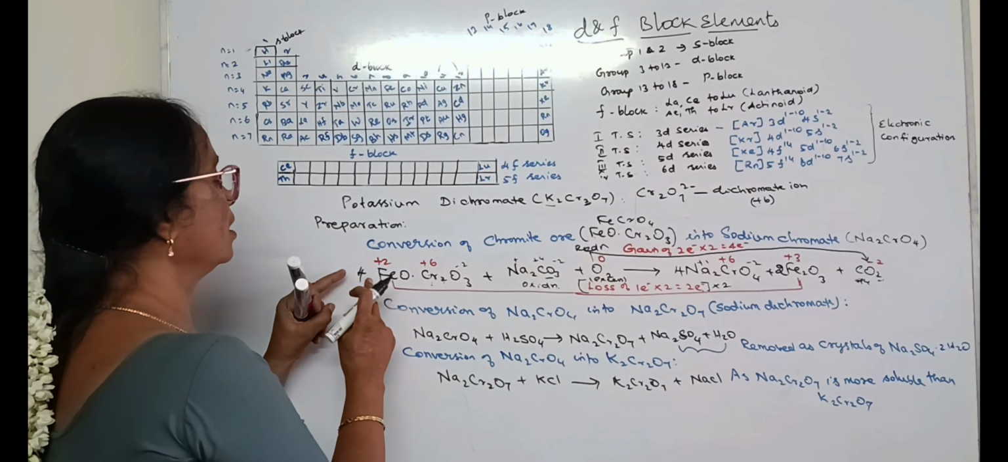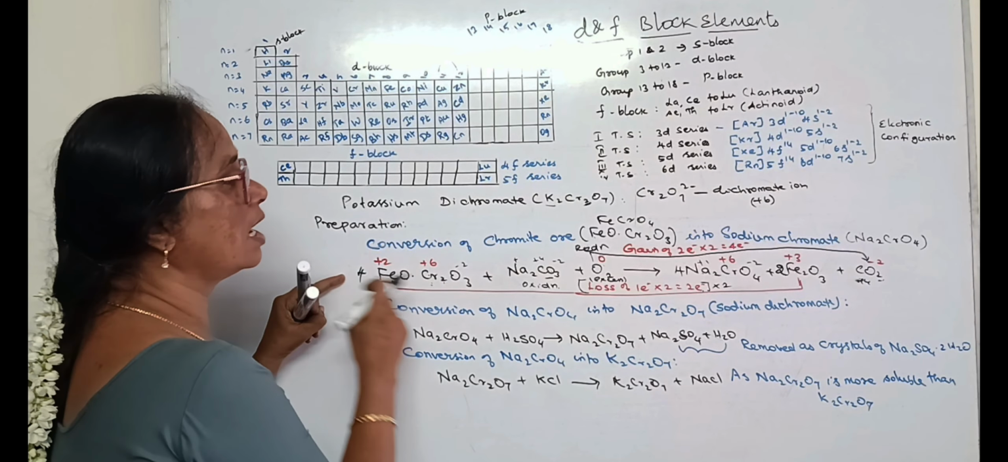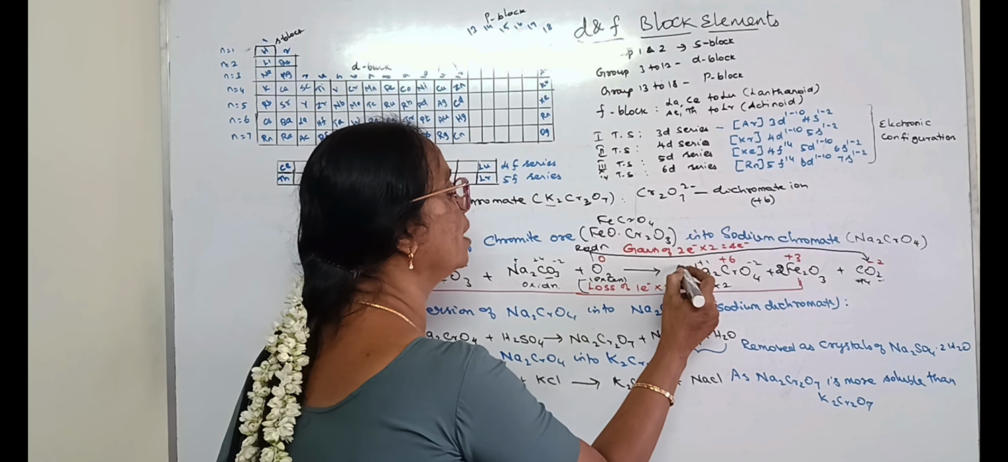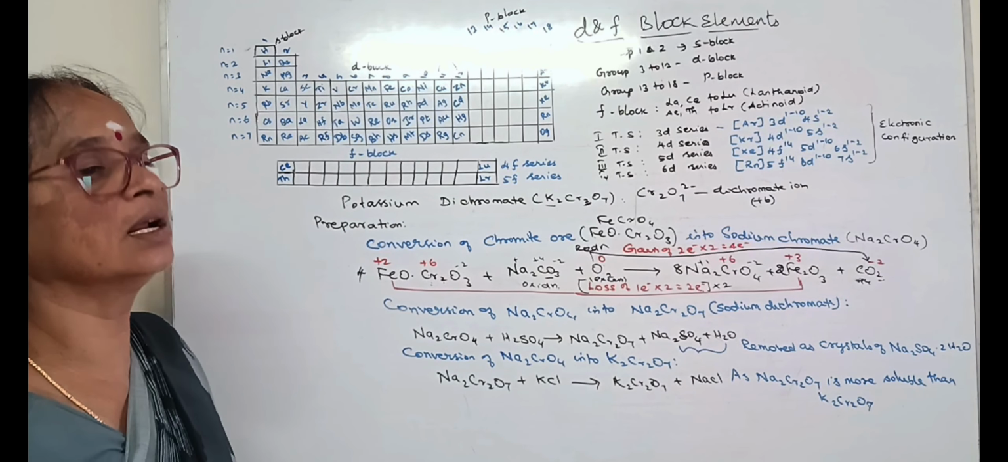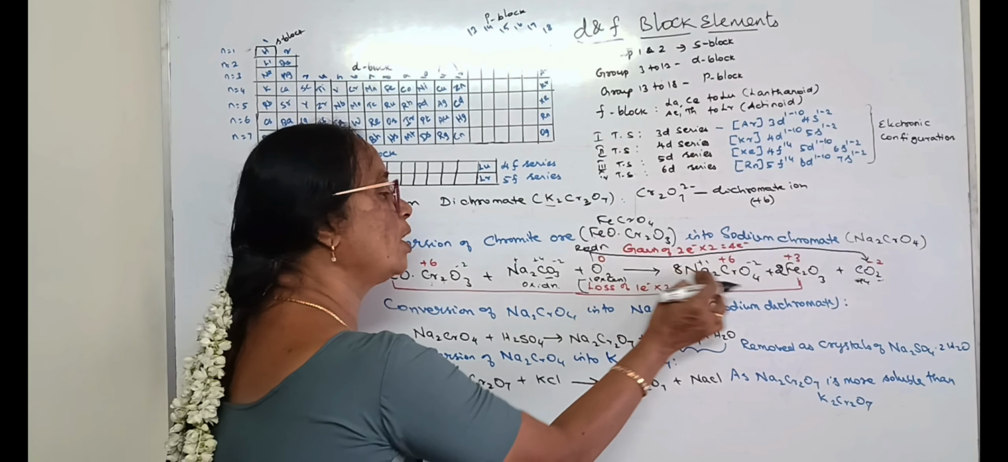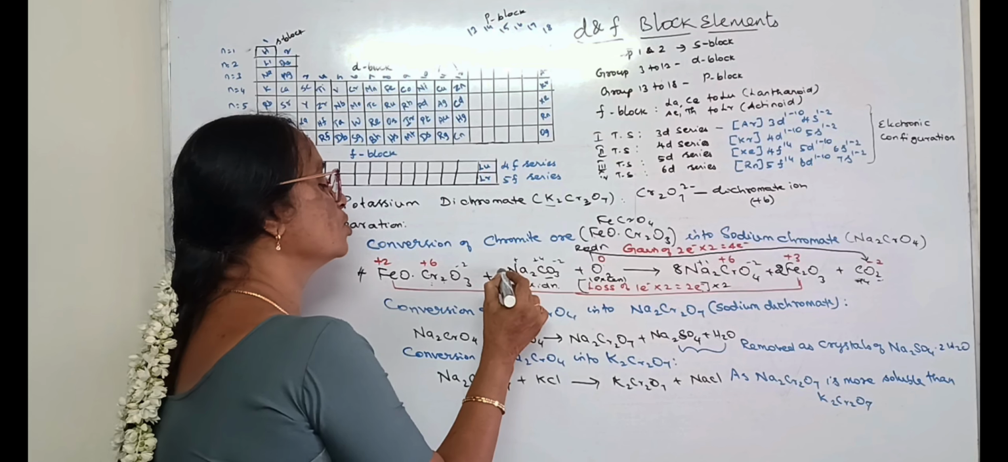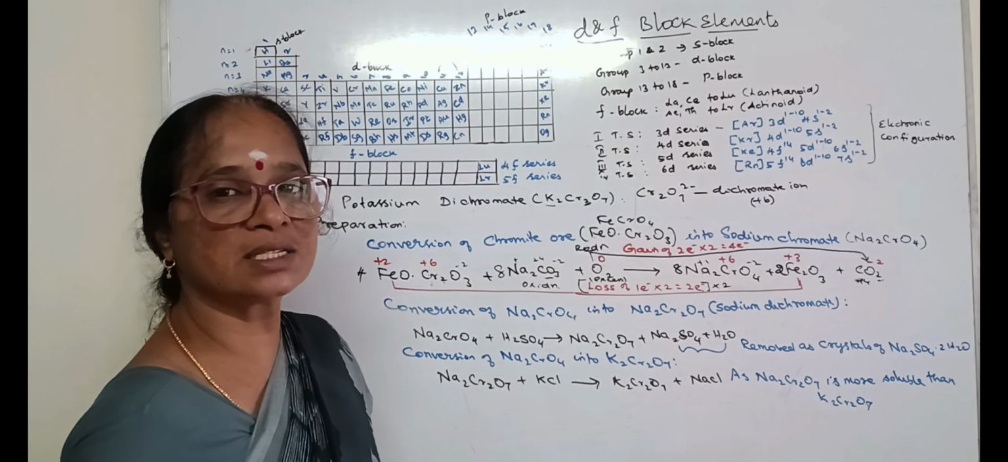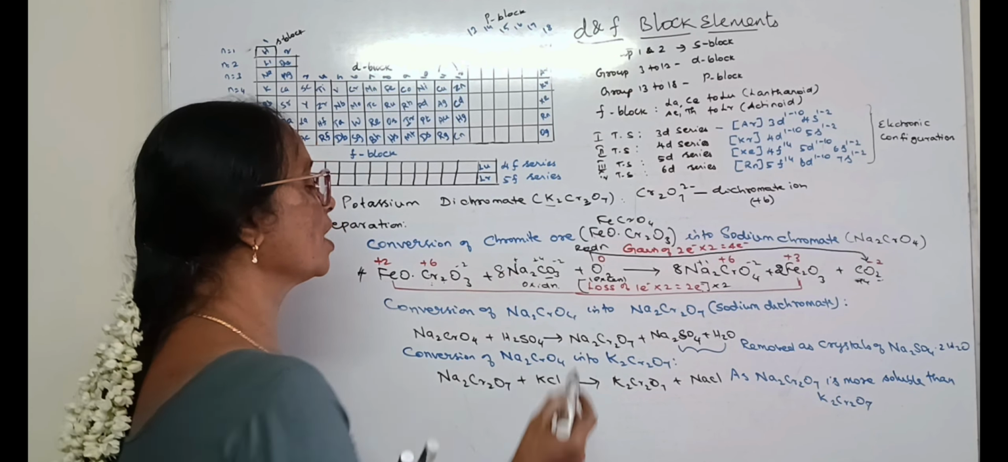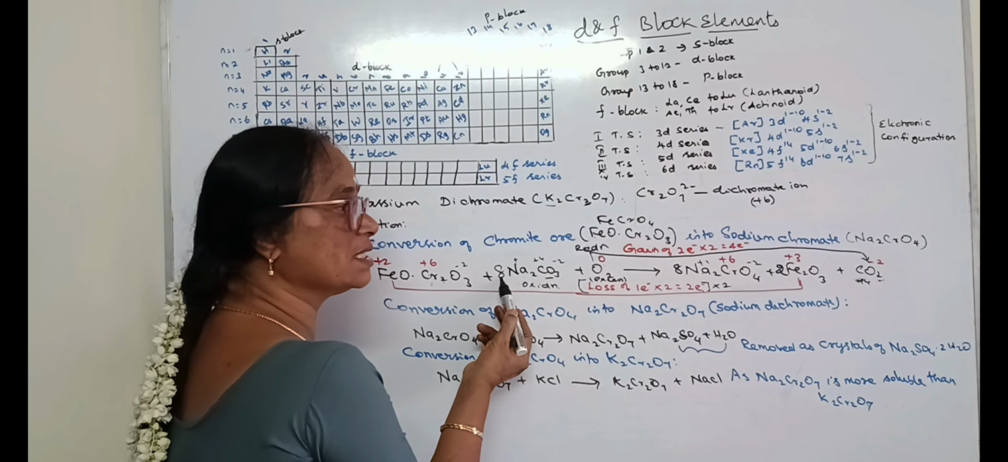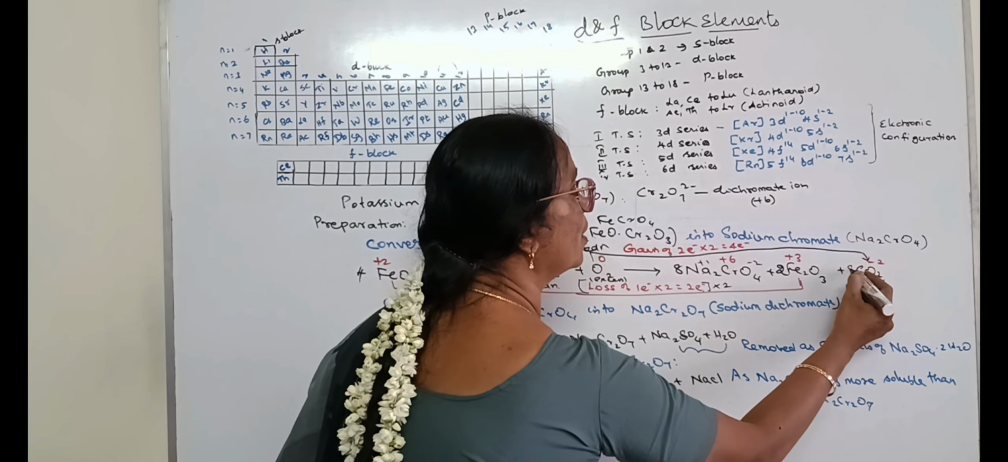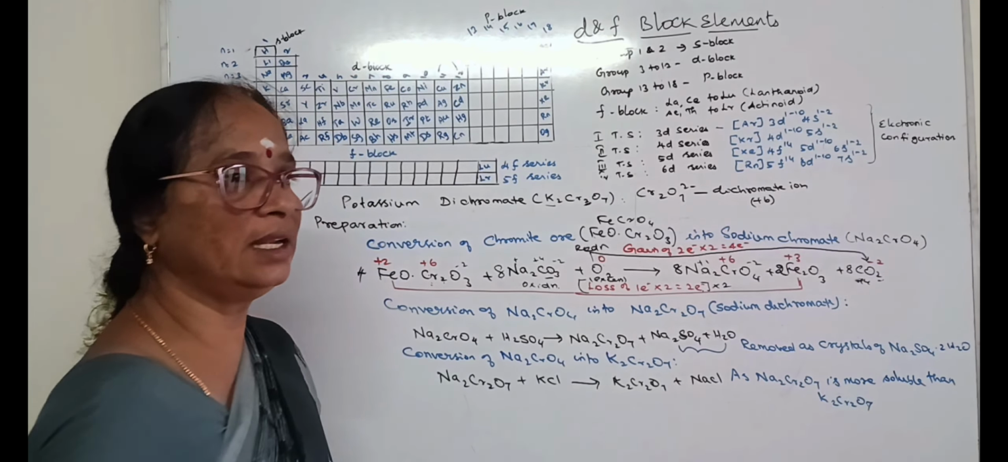The next one, 4 2s are 8 Cr, so it's multiplied by 8: Na2CrO4. And here sodium becomes 8 Na2, so sodium carbonate is also multiplied by 8. And the carbonate group is 8 times, and hence carbon dioxide is also 8 times.